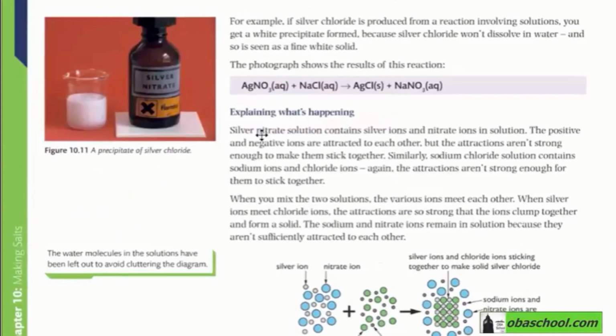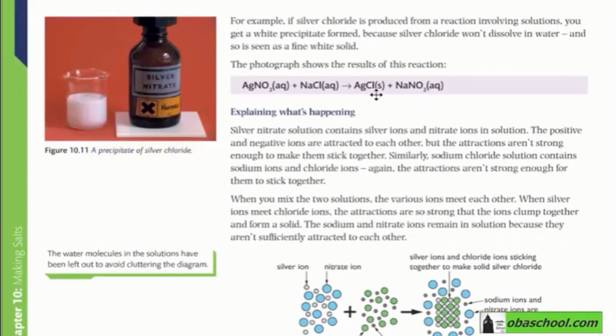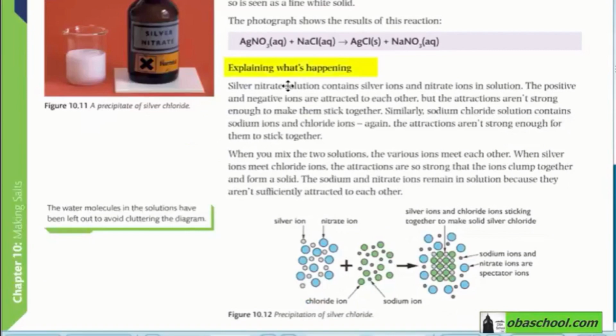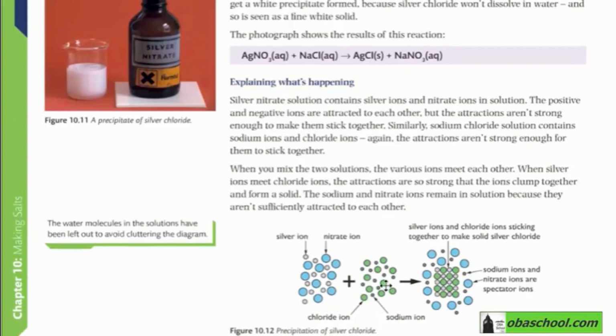The first example is silver chloride precipitate. We'll see how to obtain silver chloride. This is the equation. We'll also see what happened during the process of obtaining silver chloride. We'll talk about the process of making silver chloride and how chloride and silver reacted together to give silver chloride.